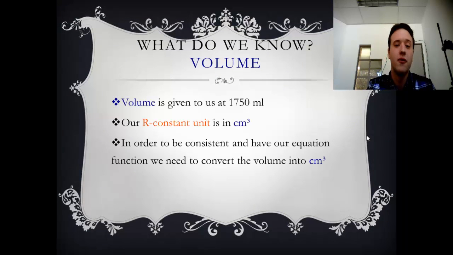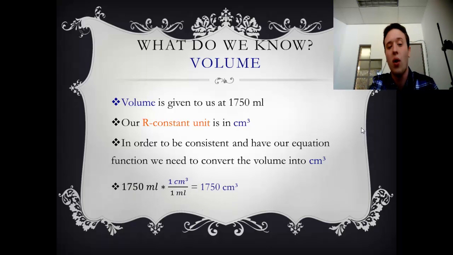What else do we know? Volume. Volume was given to us at 1,750 milliliters. However, our R constant unit is in centimeters cubed. We have to be consistent and have consistent units, so in order to cancel, we're going to need to convert the volume to centimeters cubed. If we take 1,750 milliliters and multiply it by 1 centimeter cubed for every 1 milliliter, we'll get 1,750 centimeters cubed. Luckily, it was a 1-to-1 ratio in this problem. It's not always going to be like that.